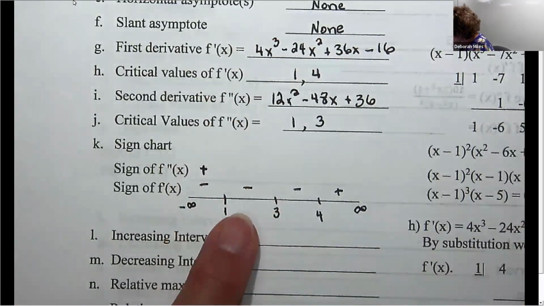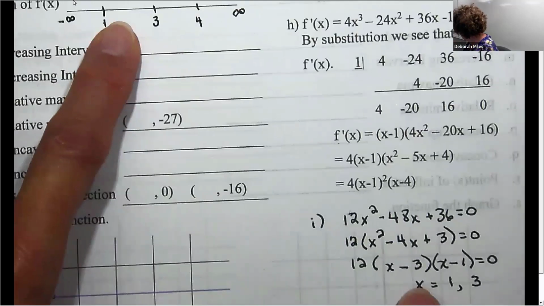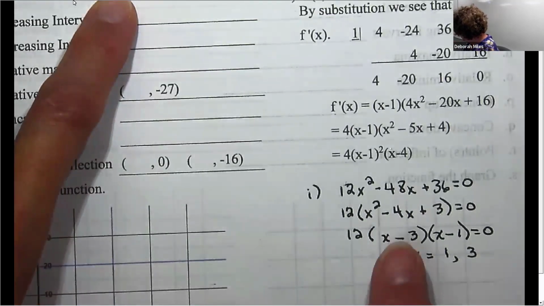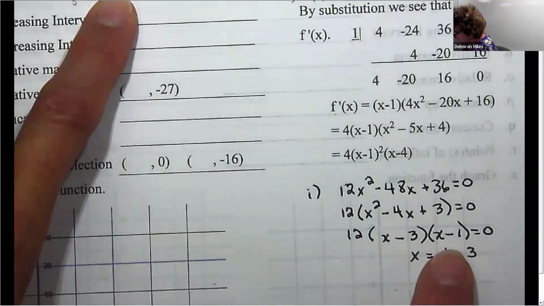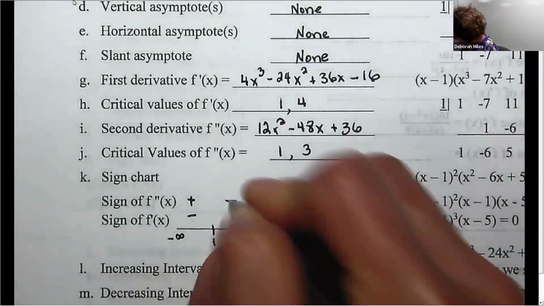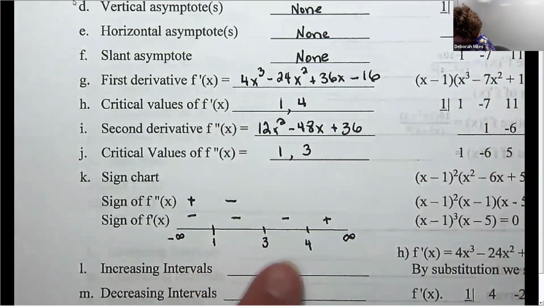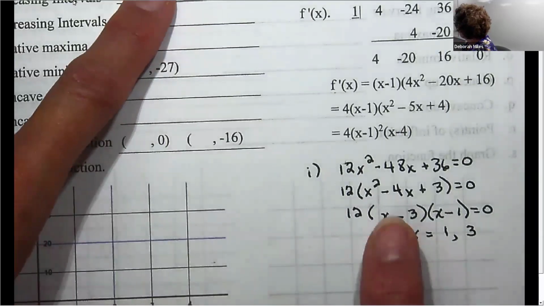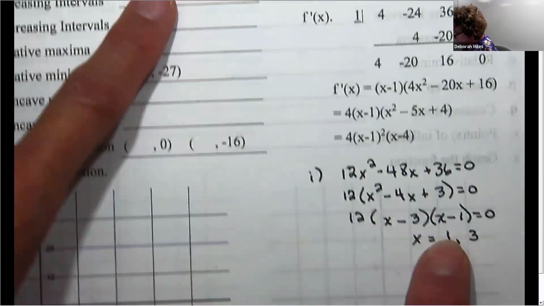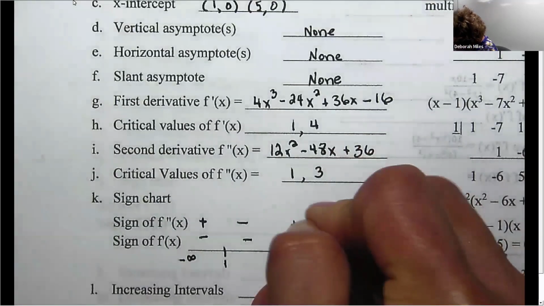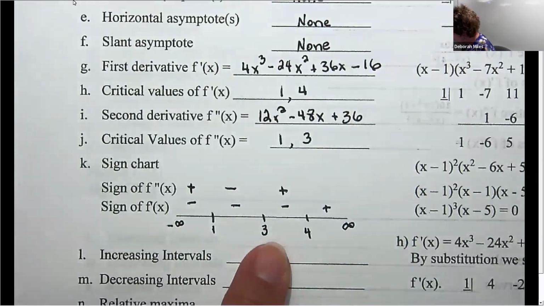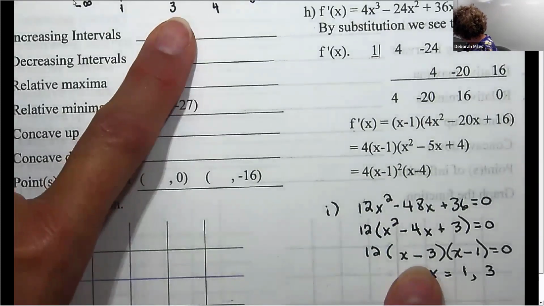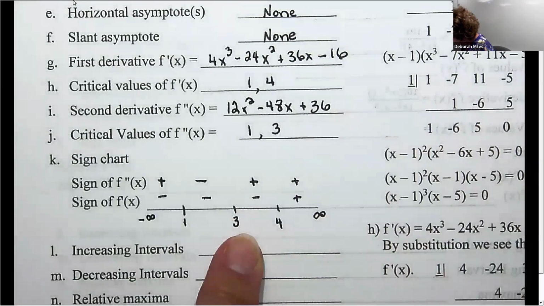And then if I plug in a 2, that would be a negative times a positive is a negative. And if I plug in a 3.5, that would be a positive times a positive is a positive. And if I plug in a 5, that would be what? Positive times a positive is a positive.